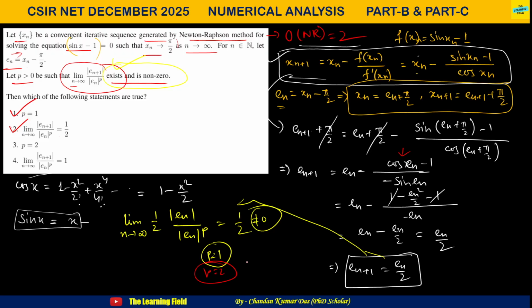Now for p equal to 2, we don't know what the value is because the e_n value is not given. The limit as n tends to infinity of half into 1 by mod e_n is remaining, but we don't know what the value of e_n is. So we don't take this option. So p equal to 2 is not possible. So option A, sorry, 1 and 2 are the two options for this question.